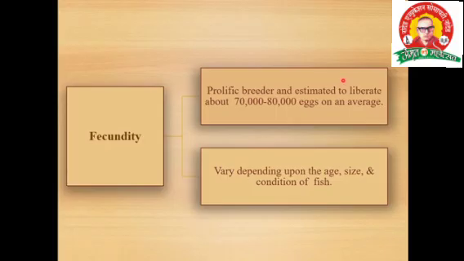Depending upon the weight of the ovary, depending upon the fish species. The oil sardine is a prolific breeder, and it is estimated 70,000 to 80,000 eggs on average. But some scientists told that it is between 40 to 45,000. In 1971 Raja, the scientist, told that by his observation 40 to 45,000. It varies depending upon the age and size and condition of the fish, because the fecundity depends on the size, age and weight of the ovary, right?